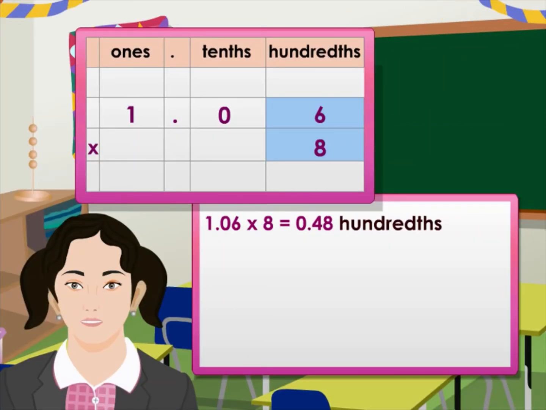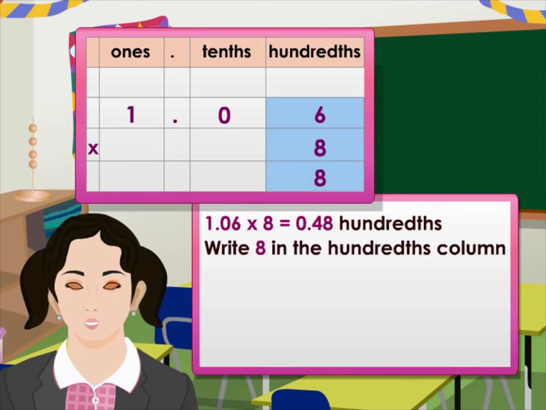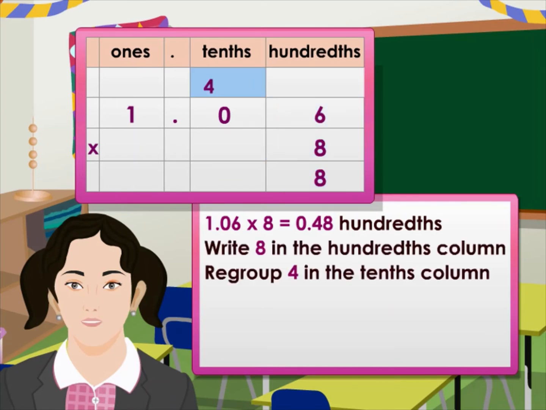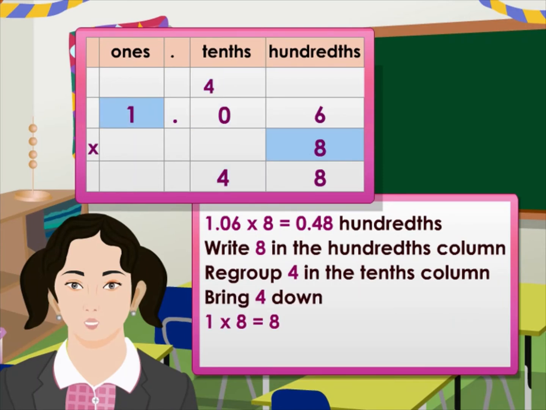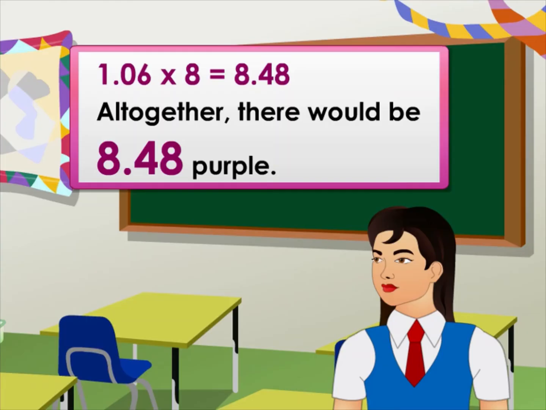6/100 times 8 equals 48/100. Write 8 in the hundredths column and regroup 4 in the tenths column. Bring 4 down, and next 1 times 8 equals 8 ones. Write 8 in the ones column. Altogether there would be 8 and 48/100 pebbles.